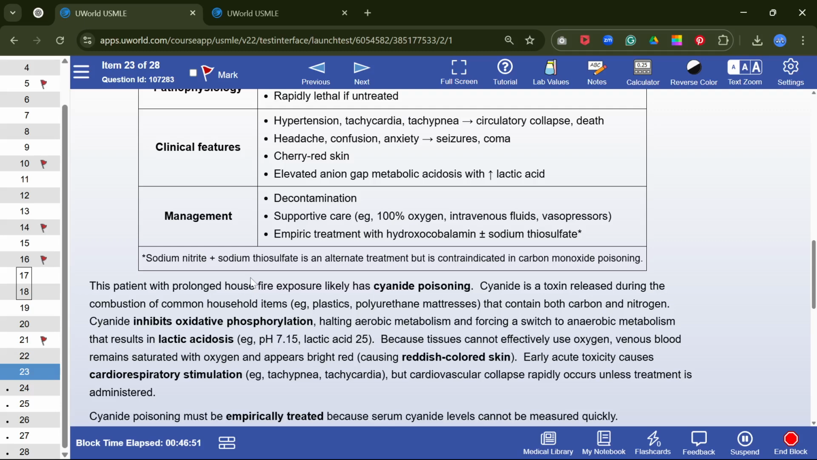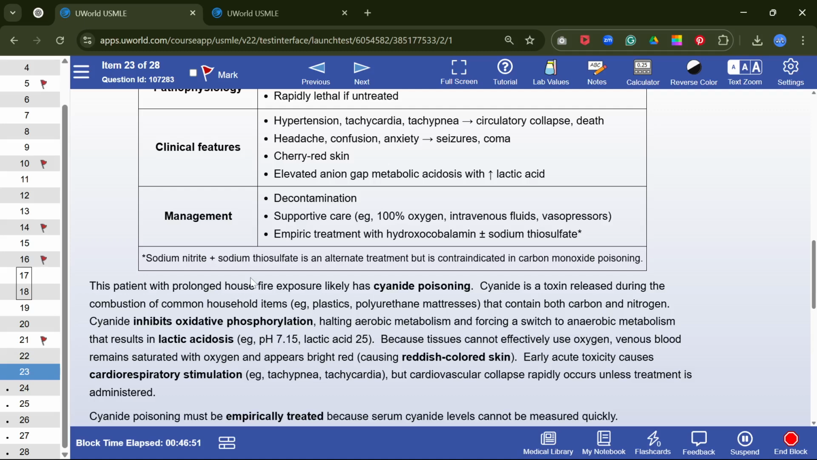Cyanide is a toxin released from the combustion of common household items like plastics and polyurethane mattresses that contain both carbon and nitrogen. Cyanide inhibits oxidative phosphorylation, halting aerobic metabolism and forcing a switch to anaerobic metabolism that results in lactic acidosis, pH 7.15, lactic acid 25.